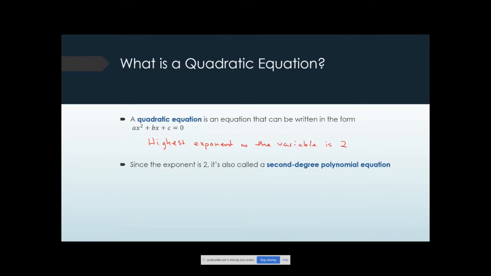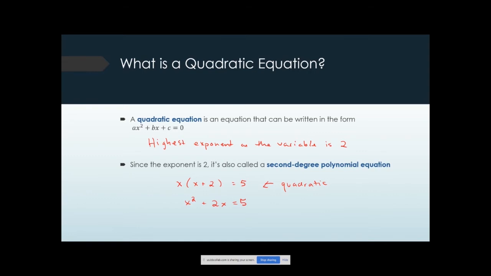Now you have to be careful, because things can be quadratic and just not be simplified all the way. So we could have something like x times (x plus 2) equals 5. That is quadratic because when you distribute, you get x squared plus 2x equals 5. So you have to look at it after you do any distributing to determine whether it's quadratic or not.